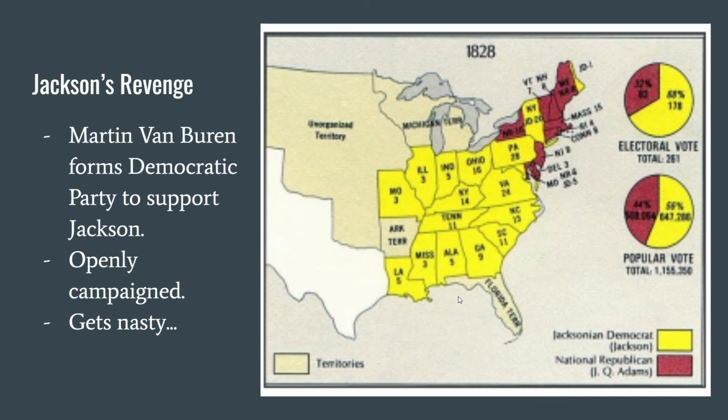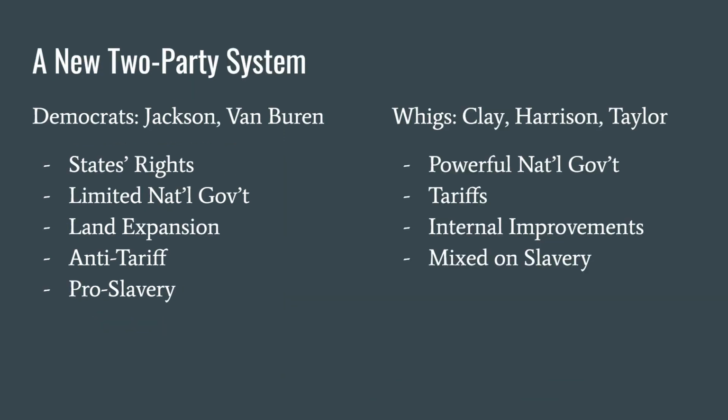Now, when I get back on Wednesday, we're going to talk a whole bunch about Andrew Jackson, so I'm going to leave most of this. I just want you to note this new two-party system. So we now have the Democrats formed to get Jackson in the presidency. Van Buren's going to be his vice president and then later president. And again, states' rights, limited national government, land expansion, anti-tariff, pro-slavery. And this is going to be the Democratic thing until the 20th century. So just burn that in your brain for the 1800s, the 19th century.